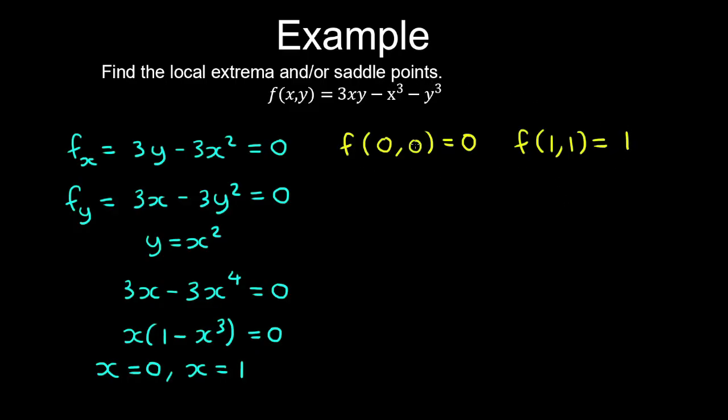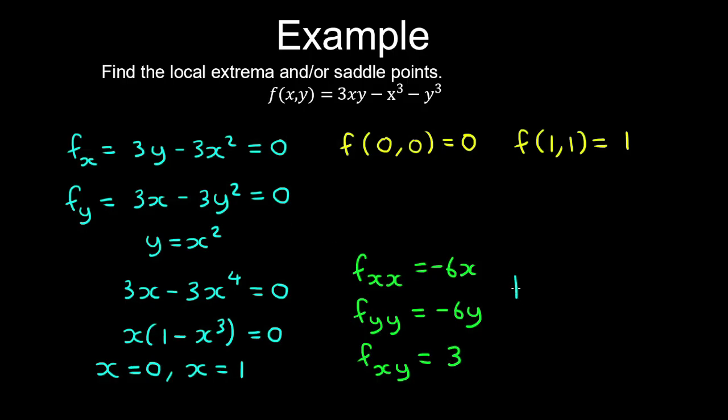Now to determine the type of critical point, we evaluate the second derivative with respect to x. So that gives minus 6x. And with respect to y, gives minus 6y. And the mixed derivative with respect to x and y. So we just differentiate the partial with respect to x with respect to y. So we get 3.